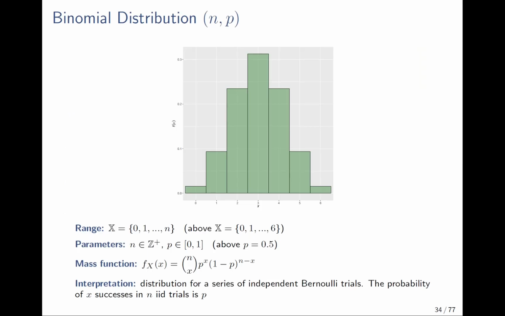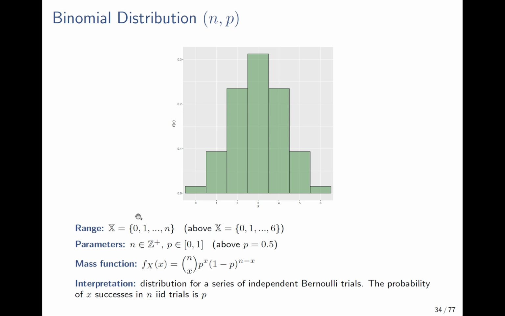Okay, binomial distribution. What I'm trying to do in showing these distributions is just illustrate that for different types of experiments, for different processes, the distributions look different and they have different formulas. The binomial distribution is a distribution for a series of independent Bernoulli trials, so a series of 0-1 trials, and it has two parameters, n, which indicates the number of trials, and p, which indicates the probability of success in a trial.